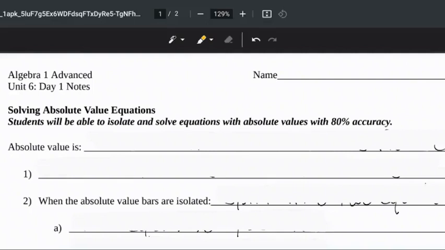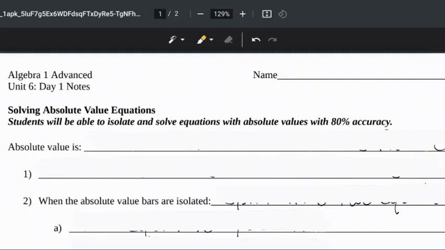Hey everyone, welcome into Unit 6, Day 1. This is the first day of our last unit of notes before our final exams. So, almost at that celebration time, we need to finish strong here in this last unit.